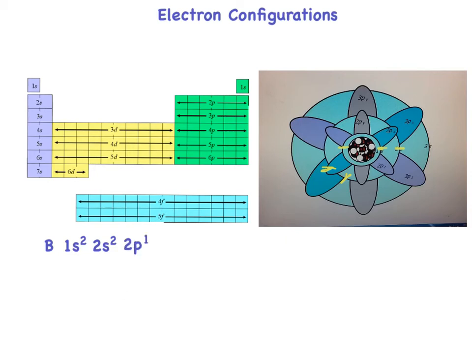So we write that as 2p1. And then if you add them all up, 2, 4, 5 electrons for boron. So now that you're getting used to how these electrons fill the lowest energy level orbitals on out, I'll show you a really easy way to write an electron configuration simply by looking at the periodic table and counting across.